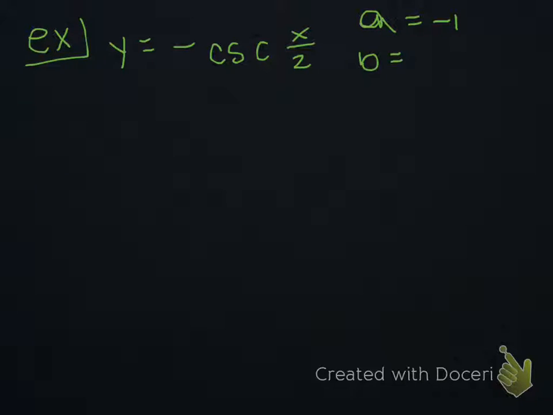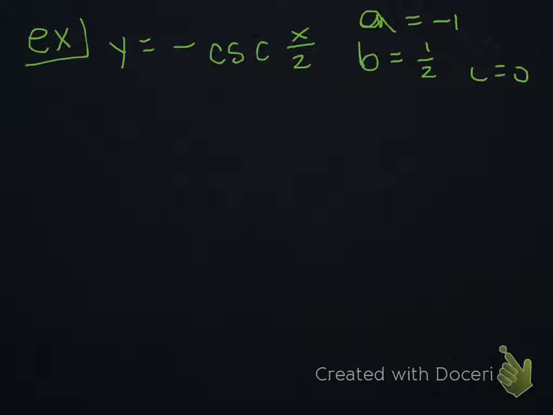So one more example. We'll do y equals a negative cosecant of x over 2. So real quick, just to go over our values. My a value is -1. My b value is 1/2. And c is 0.